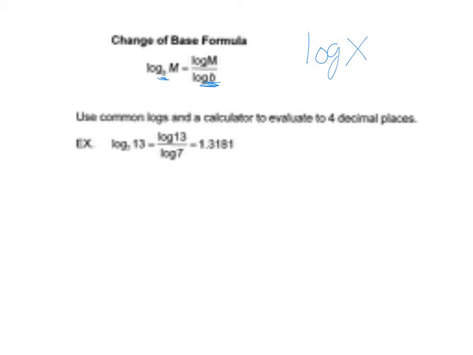So for this example, it says use common logs and a calculator to evaluate to 4 decimal places. So the original problem is just log base 7 of 13. Putting that in the change of base formula, we have log of 13 divided by log of 7. Put that in the calculator, round to 4 places, 1.3181.